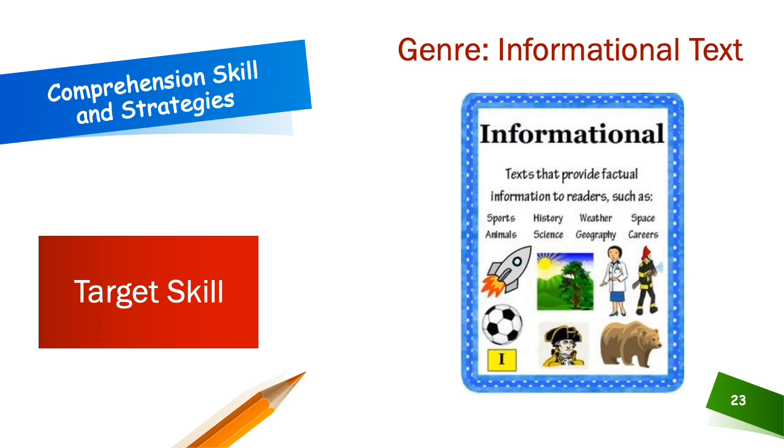Another skill we'll be working on is genre, specifically informational text. An informational text is a text that provides actual, factual information to readers. Some topics are sports, history, weather, animals. All of these are topics that an informational text can be about. It teaches us real information about a real fact.